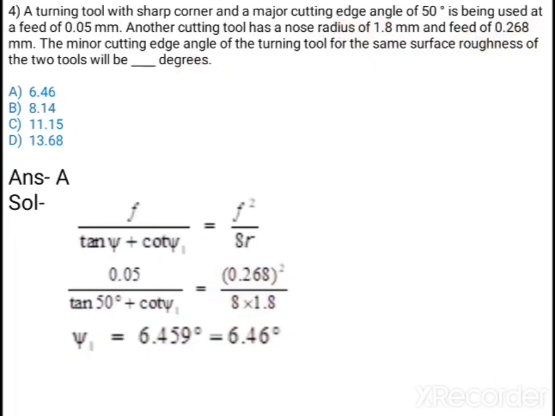After simplification you will get psi 1 equal to 6.459 degrees. This is matching with 6.46 degrees, and option A is right for that. Very easy question, you just have to remember that this is the simplified formula for that.